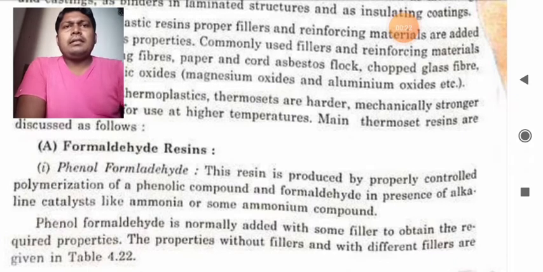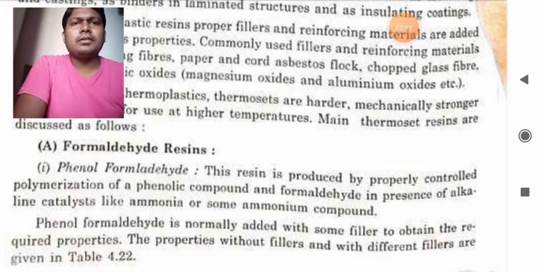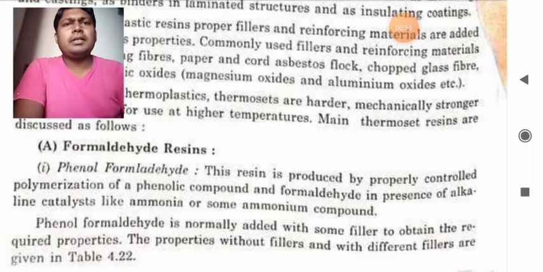Phenol formaldehyde. This resin is produced by properly controlled polymerization of a phenolic compound and formaldehyde in the presence of an alkaline catalyst like ammonia or some ammonium compound. Formaldehyde is normally added with some filler to obtain the required property. So in regular practice, we normally add filler to phenol formaldehyde.